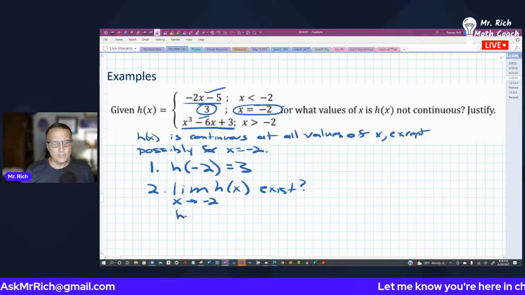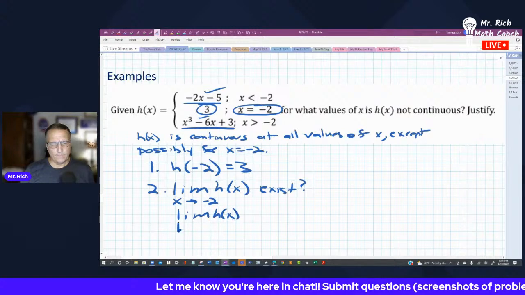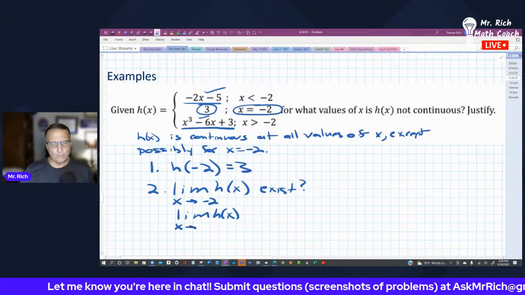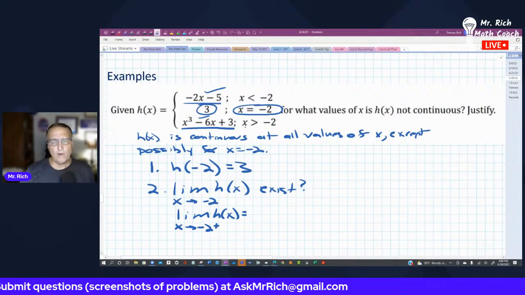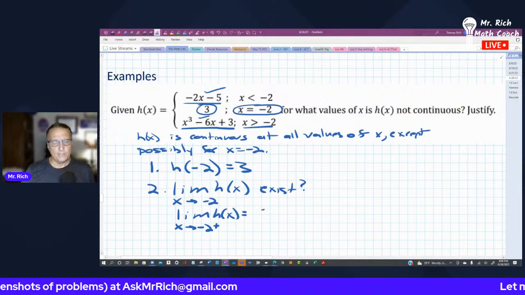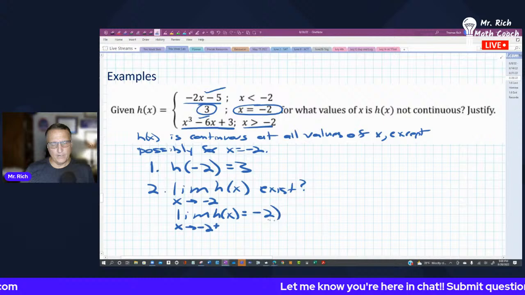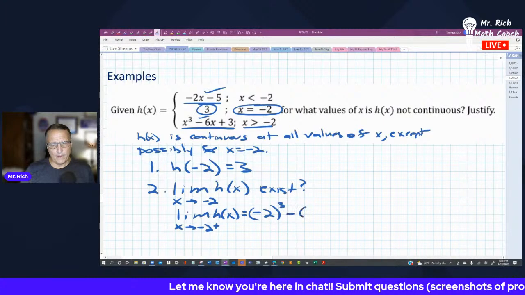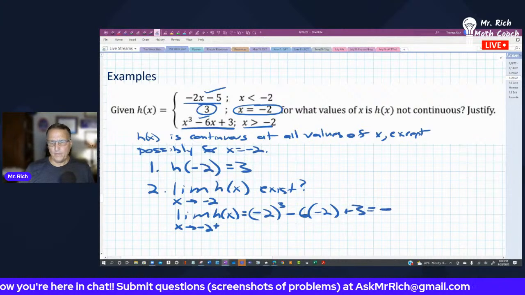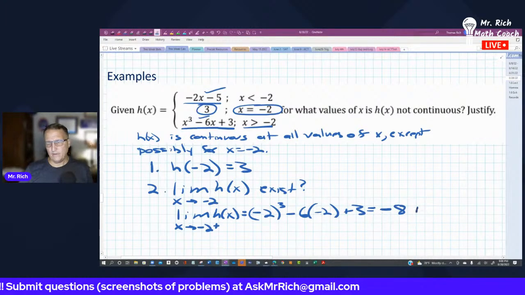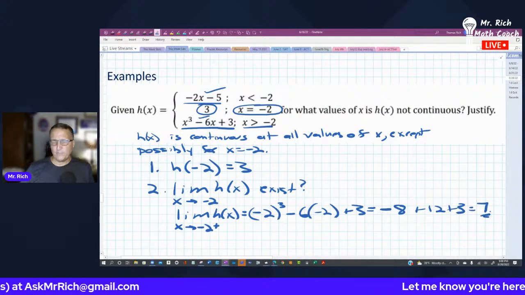So we'll check the left hand limit. So let's take the limit of h of x as x approaches -2 from the right. Let's do the right hand limit. From the right of -2 would be this function. And I'm going to do that with direct substitution. So that would be -2 to the third power minus 6 times -2 plus 3. That's going to be -8 plus 12 plus 3. I'm looking at a value of 7.